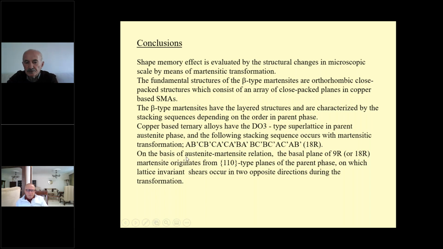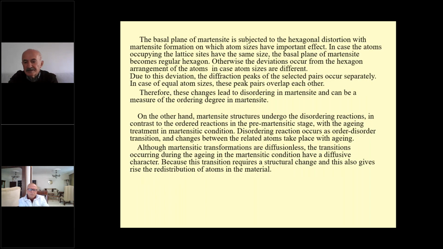On the basis of the martensite relation, the basal plane of 9R or 18R martensite originates from the close-packed planes of the parent phase, on which lattice invariant shears occur in opposite directions during the martensitic transformation. These are the references.